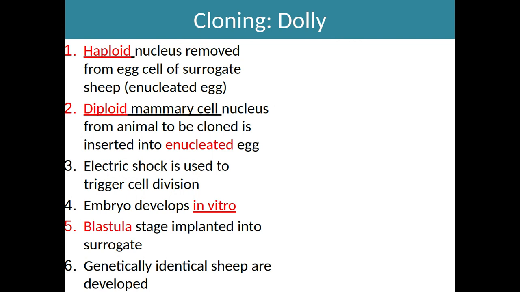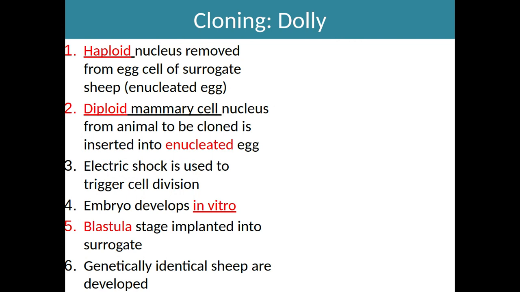They remove the nucleus. So we took out 23 of the chromosomes from the egg, and then we borrowed a diploid nucleus from an animal that we want to be cloned. The diploid mammary cell from an animal to be cloned is then inserted into the enucleated egg. So we removed the haploid nucleus, then inserted a diploid nucleus. That's essentially what steps 1 and 2 are saying. Take out the haploid, insert the diploid. They are from 2 different animals, so they're not the same sheep. It's sheep A and sheep B, and that's how they started.